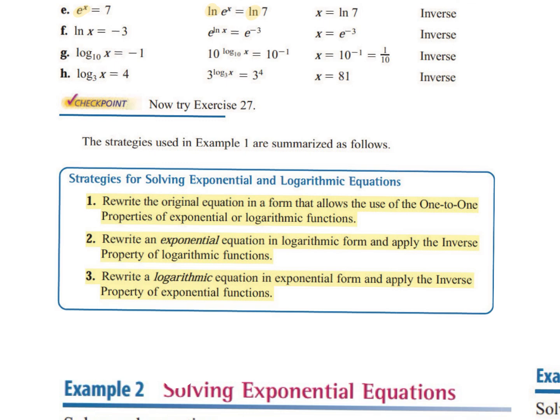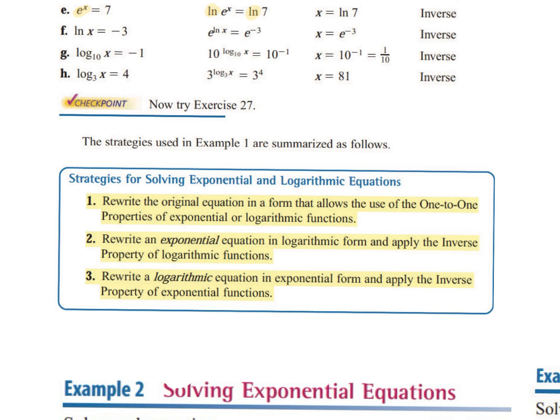Number 2 would be to rewrite an exponential equation in logarithm form and apply the inverse property of the logarithm function. That one is great as well, as you can cancel stuff out. I just prefer one because I can cancel things from both sides. It's not always possible, but it is very useful as well.